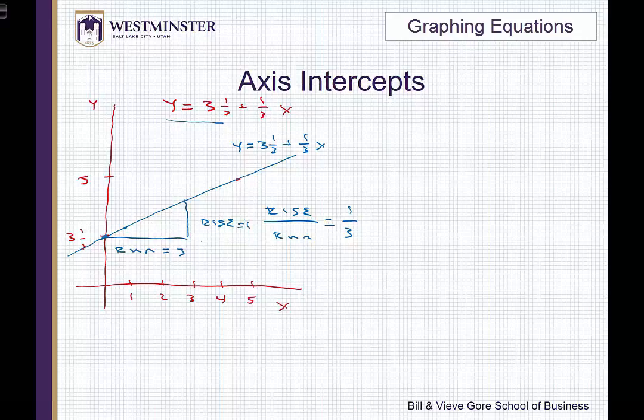So now let's think about axis intercepts. If I look at this equation, I know that if I'm anywhere on the y-axis, I have an x value of 0. And if I'm anywhere on the x-axis, I have a y value of 0. So if I want to find out where this equation lives on the x-axis, I'm going to set y equal to 0. And if I want to know where it lives on the y-axis, I'll set x equal to 0. So let me do that.